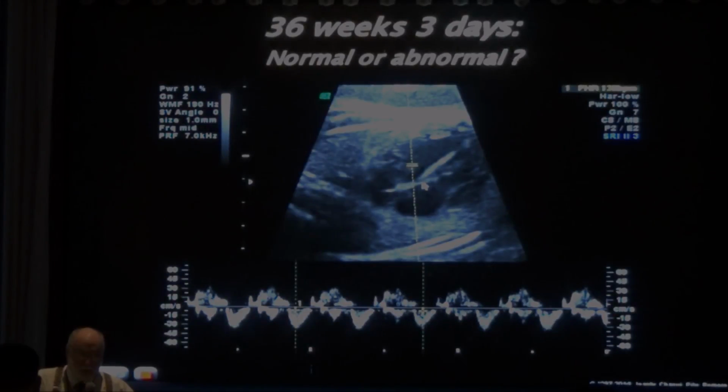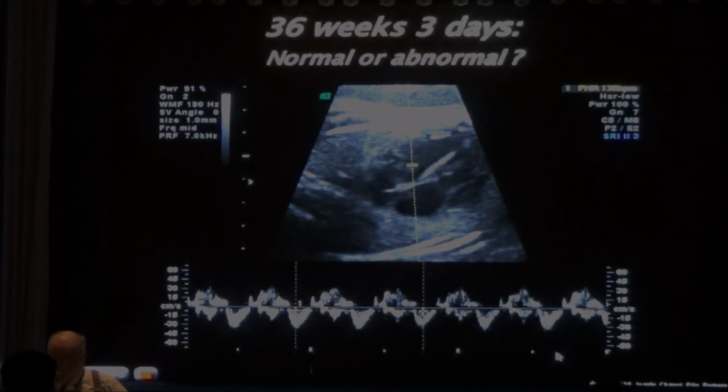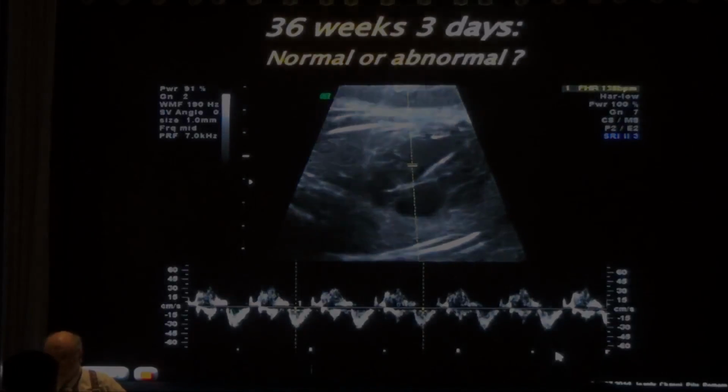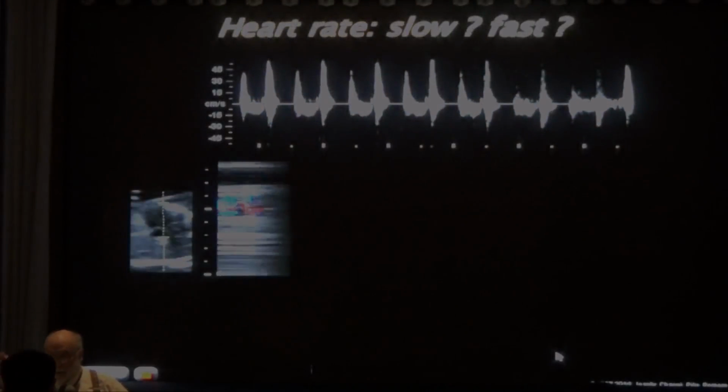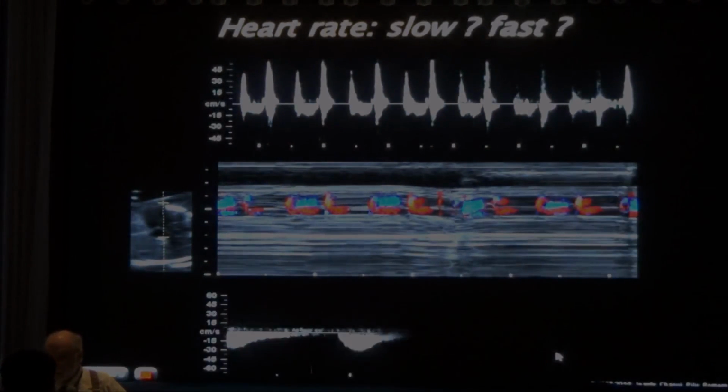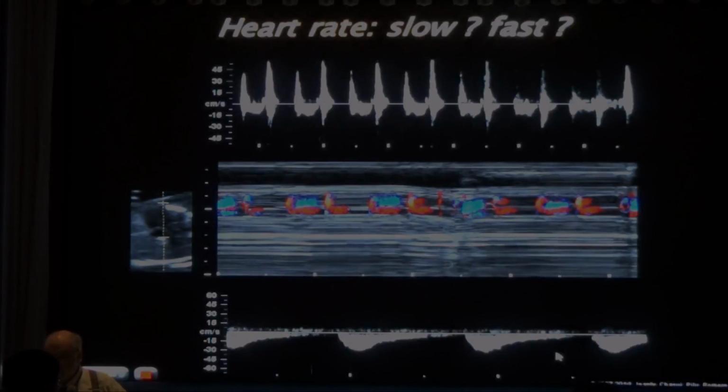This is a patient at 36 weeks and 3 days. The heart rate is 138 beats per minute. Normal or abnormal? I read it as normal, but you're right, this is abnormal. I'll show you why. Is this heart rate too fast or too slow? Okay. You need to listen to that whole course there, huh?